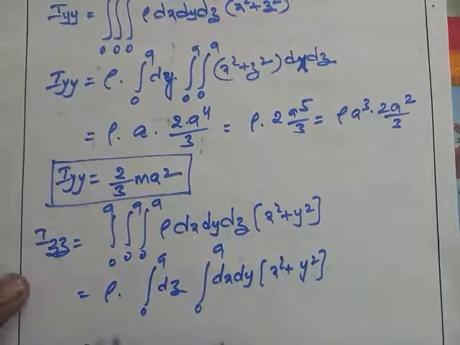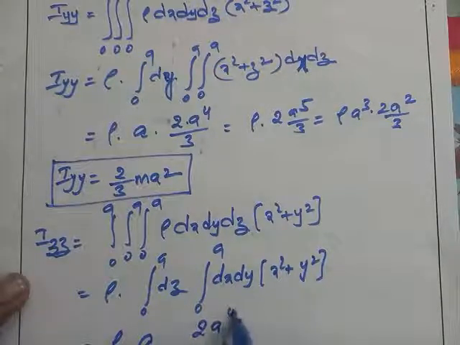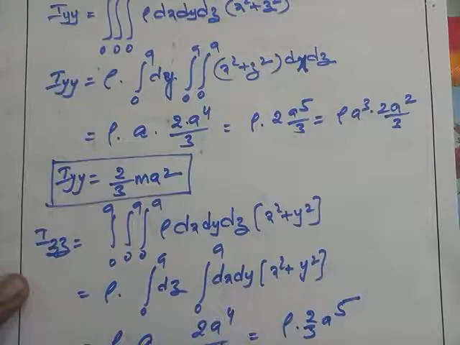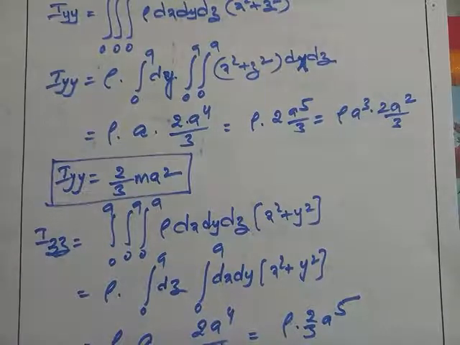So after solving this one, what do we get? We'll get rho into a. Here we'll get 2a to the power of 4 by 3, and finally we'll get rho into 2 by 3 a to the power of 5. Again that can be written as rho into a cube and 2 by 3 a square. The value of this one is the mass of the element. So we'll get 2 by 3 m a square. So till now we got only Ixx, Iyy and Izz.